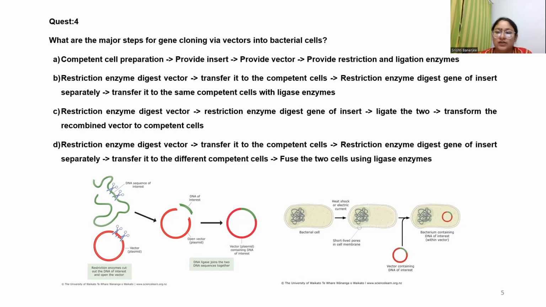So is it clear how the process of cloning happens, from your gene of interest to increasing that particular gene of interest? How is it happening? Is it clear or should I repeat?